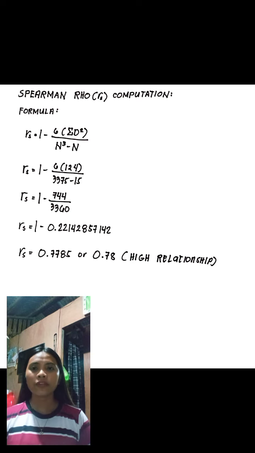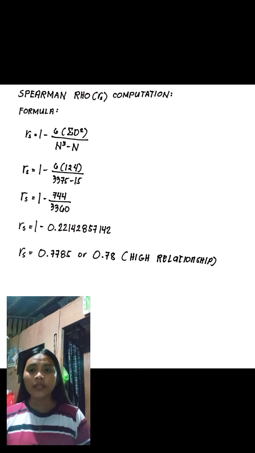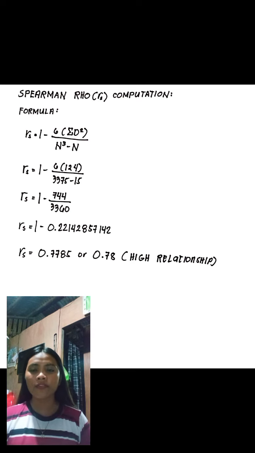So next we have Spearman rho is equal to 1 minus 0.22142857142. And for the last process, Spearman rho is equal to 0.7785, or 0.78, since in 0.7785 the digit 8 is above 5, so we need to round off the 7 into 8. So we have the final answer of 0.78, which denotes a high relationship.